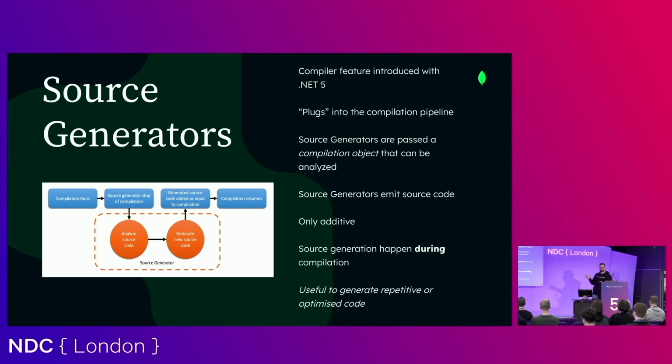And another big difference is that source generation is happening during the compilation. It's not something that is happening afterwards. So why are they useful? Well, their field of applicability, let's say, is very similar to the one of IL weaving, even though they have some differences. They're very useful to generate repetitive or optimized code.